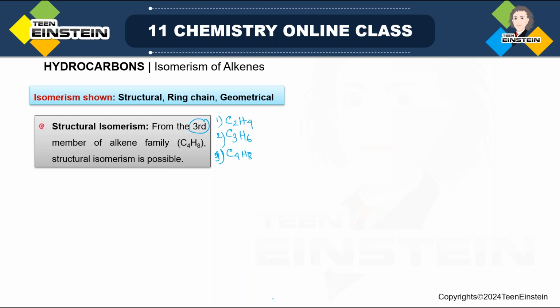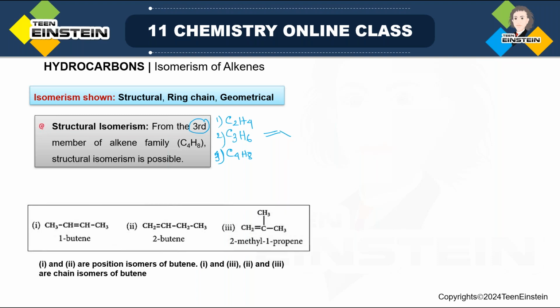Only from this member you can have structural isomerism, because when you have propene, this one, with propene you cannot make any changes, you cannot have any structural isomers. It is not possible. It is possible only from C4H8. So we will see some structures under C4H8. So all these are C4H8.